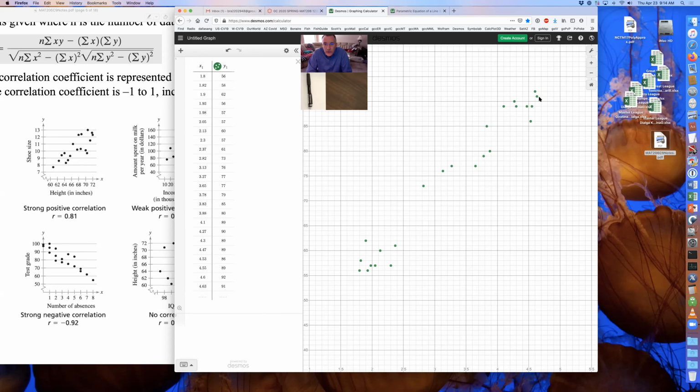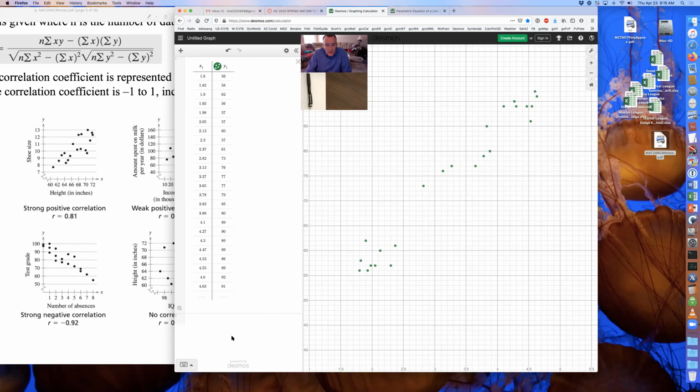So I wouldn't say that's super strong. I wouldn't say those points are exactly on the line, but I would say they're pretty close. Okay, so I would call that a medium strength positive relationship. But it turns out that there's a way for technology to find the line that fits the best and to give us a number that measures its strength. Now, it's going to be different on different technology, but I'm going to show you how to do it on Desmos.